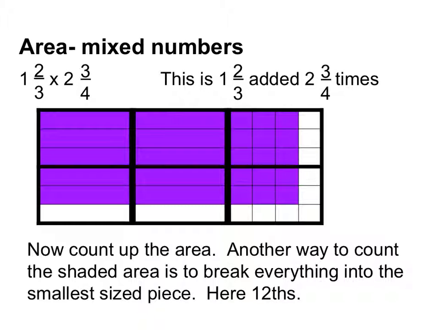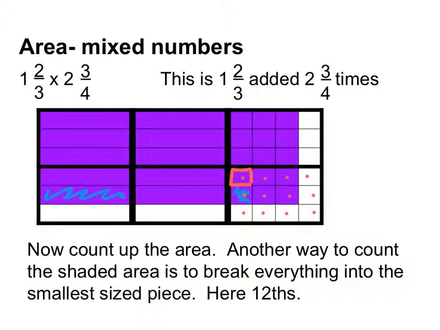Now, going back to the original rectangle before I moved it all around, another way to count up this area is to just break all of the pieces into the same size little pieces. If I just glance at this, I know that this piece right here is not the same size as this piece right here. So usually what you do is you look for the smallest piece. The smallest piece seems to be the ones over here, and these are broken into 1, 2, 3, 4, 5, 6, 7, 8, 9, 10, 11, 12ths.